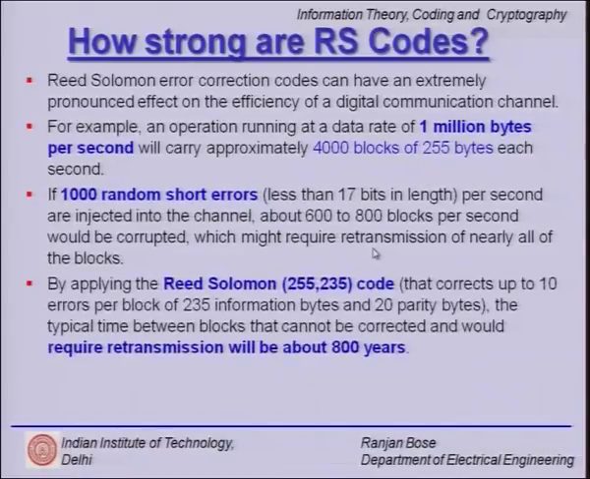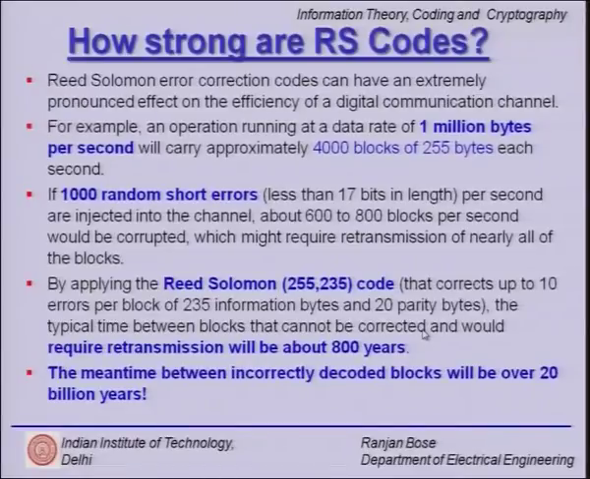But let us suppose we want to apply Reed-Solomon codes. Then for every 235 bytes we pad them up and we get this 255 byte long code word, so we are padding up with 20 parity bytes. If you employ this and look at the error correcting and detecting capability, we would see that retransmission will not be required for 800 years at the rate of 1 million bytes per second. That is how strong it is, and that is just part of the story.